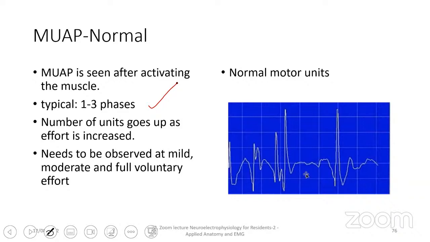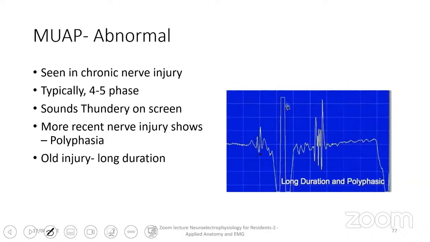These are the normal motor units, where you can see the phases that are going down, the turns. This is a turn, and this is the phase that is going down. Seen in chronic nerve injury, long duration and polyphasic, which you can see here. These are the polyphasic MUAPs, 4 to 5 phases. More recent nerve injury shows polyphasia. Old injury shows longer duration, that is more than almost 6 months.